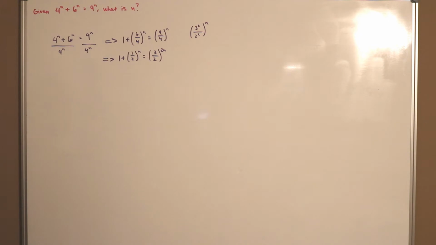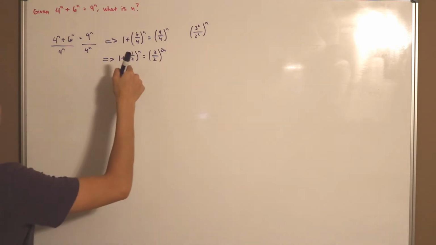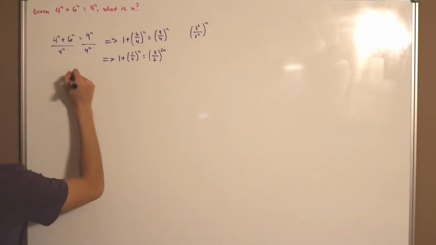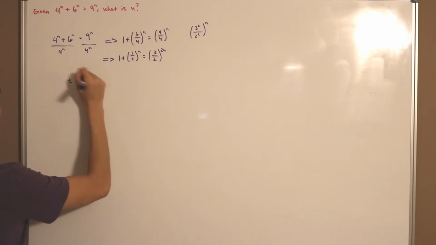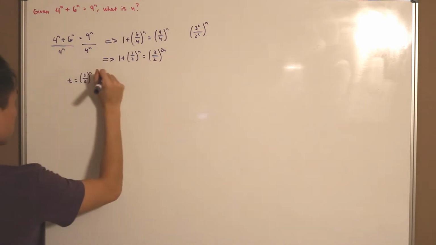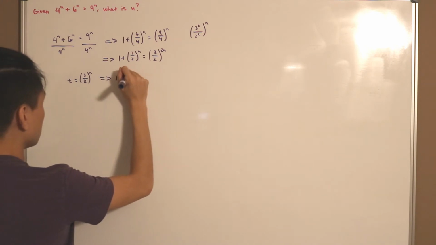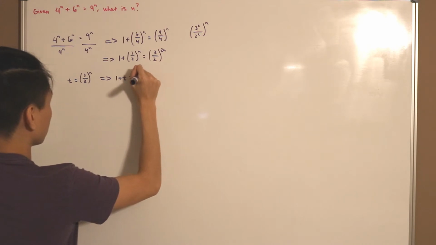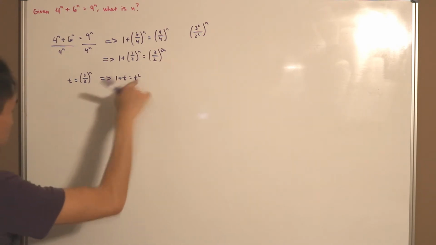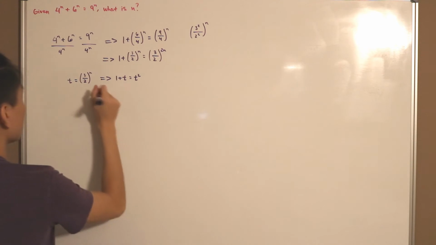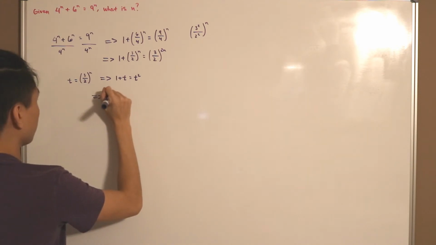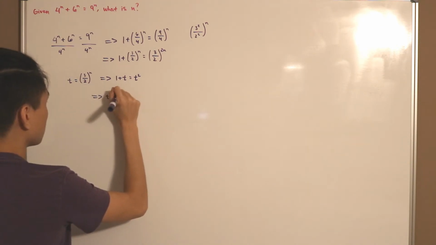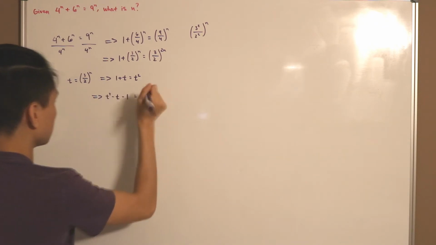So now we're actually going to do a substitution. I'm going to let t equal 3 divided by 2 raised to the n. And so when we substitute that, we have 1 plus t equals t squared. So I'm going to subtract 1 and subtract t from both sides. So we actually get a quadratic equation: t squared minus t minus 1 equals 0.